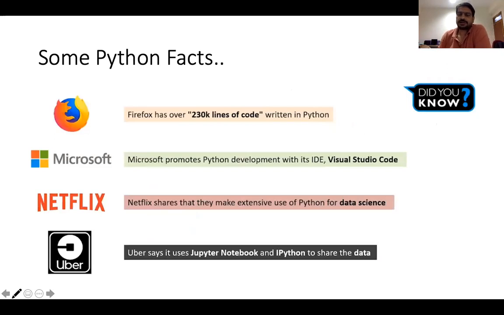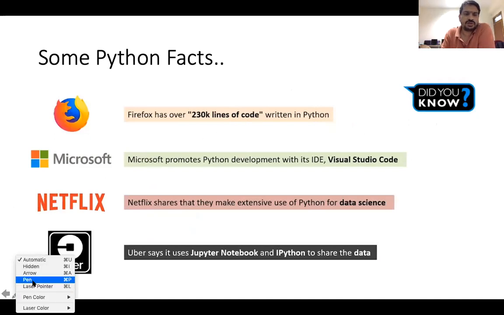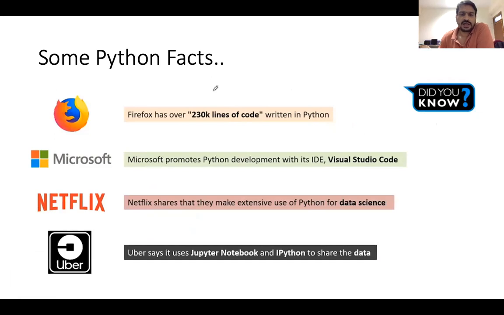Now here are some facts related to Python. I don't know whether you know about it or not, but these are some facts. What is the first fact? We all use the Firefox browser, right? In the Firefox browser, 230K lines of code, that means 230,000 lines of code, have been written in Python to create this particular browser. So Python has been used as the primary language to create the Firefox browser.